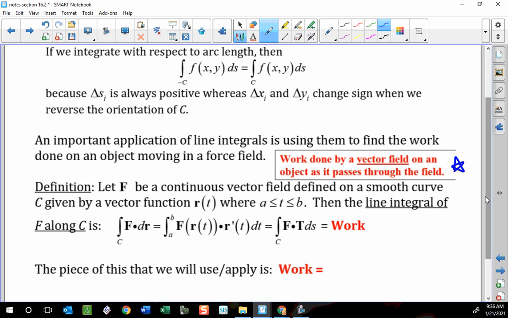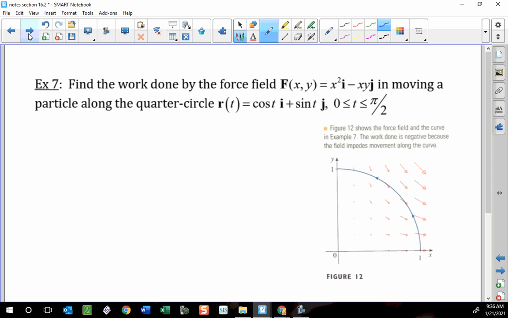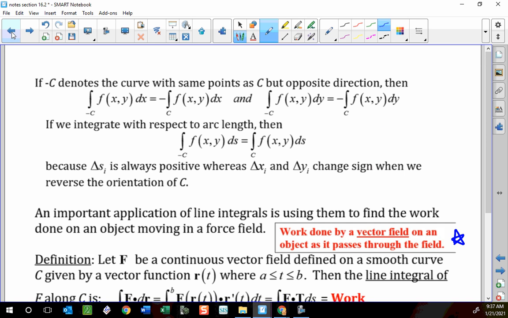So in a way, you think of it as, say you're traveling along this path, these little red vectors are your vector field that we drew in section 16.1. And so when we find the work, it's like if you had an object moving along this path, how much work would it have to do? All right, and so there we go.